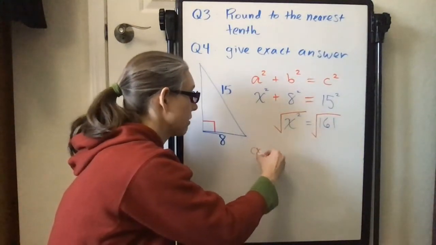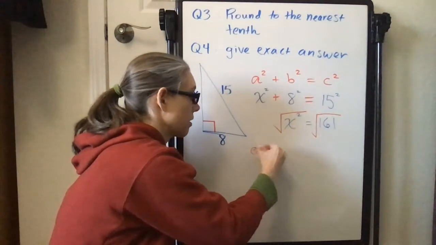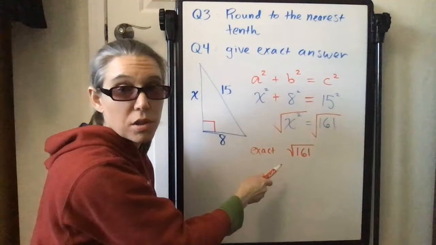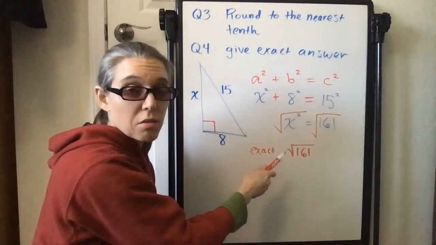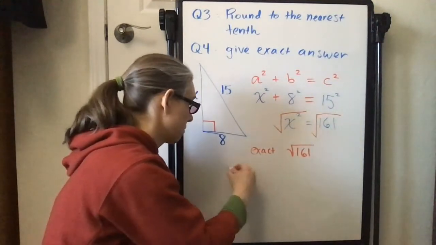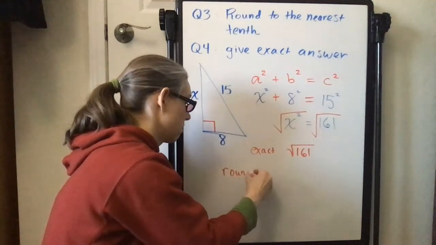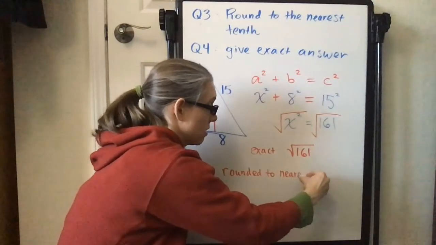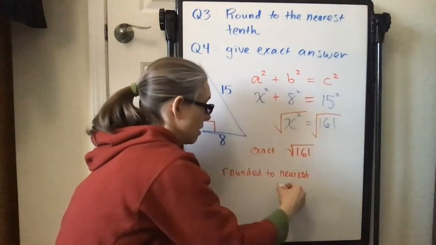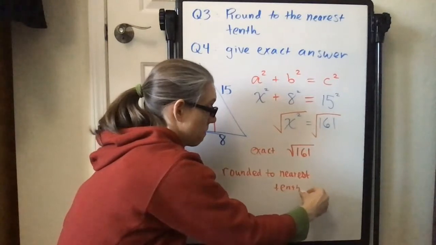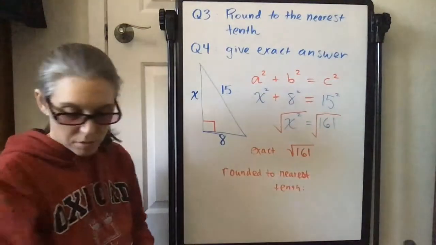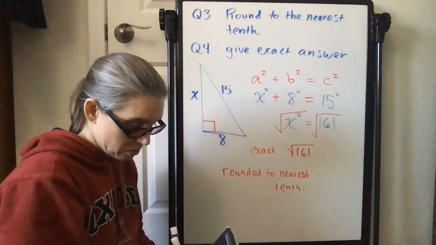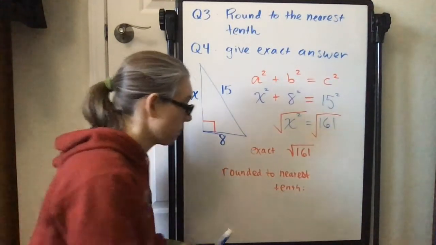So the exact answer is 161. Sorry, the square root of 161. The rounded answer, rounded to the nearest tenth. We take the square root of 161, put it in the calculator, and it rounds to 12.7.